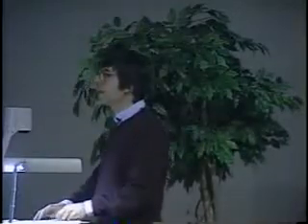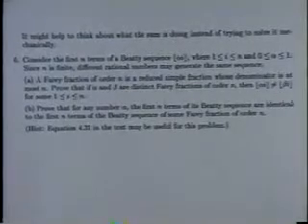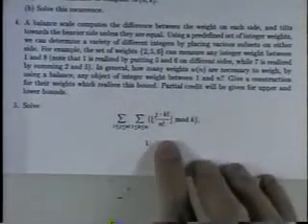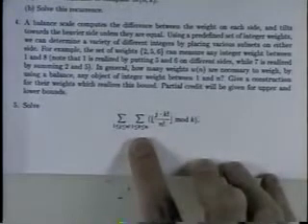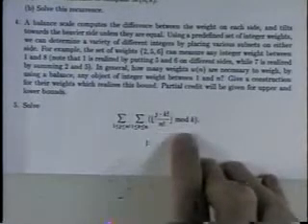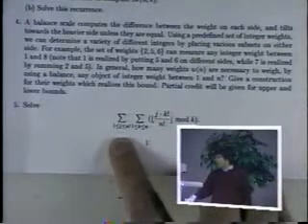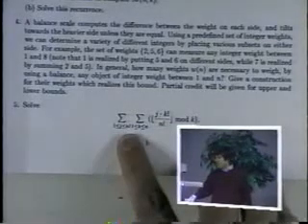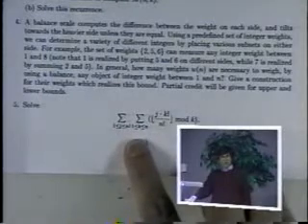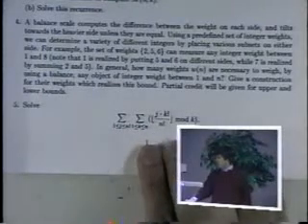It says it might pay to think about what the sum is doing rather than just trying to solve it mechanically. So I urge you to take a look at this sum and think a little bit about what's going on. See what happens for a particular value of k. What happens when k is n? What happens when k is 1? What happens when j is 1? What happens when j is n factorial? Play around with this a little bit.